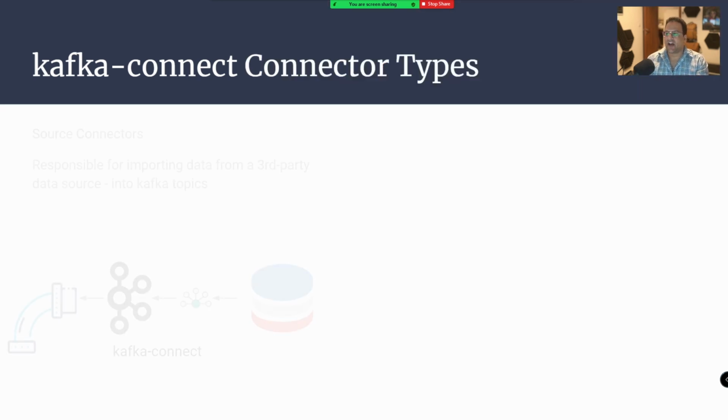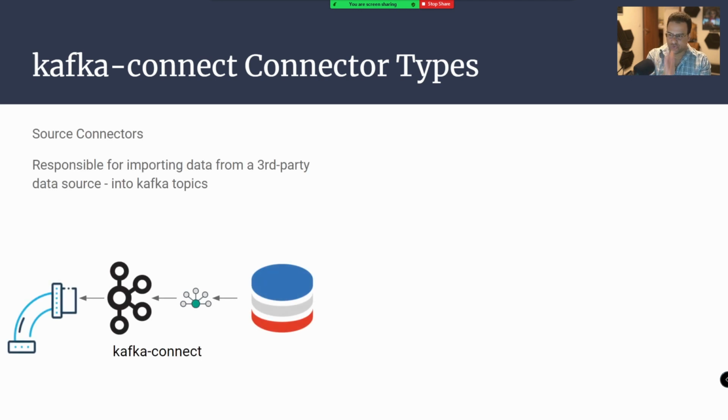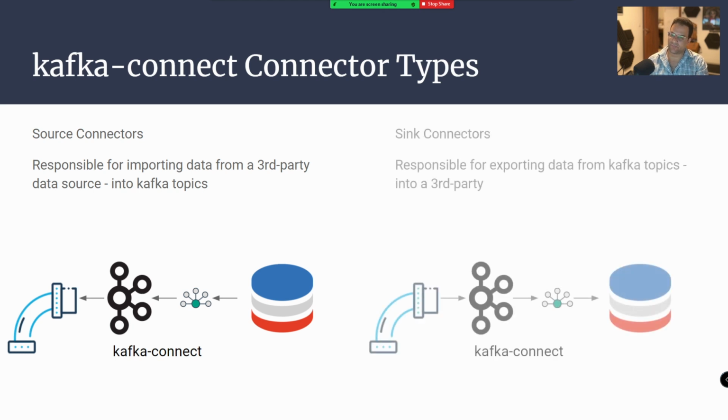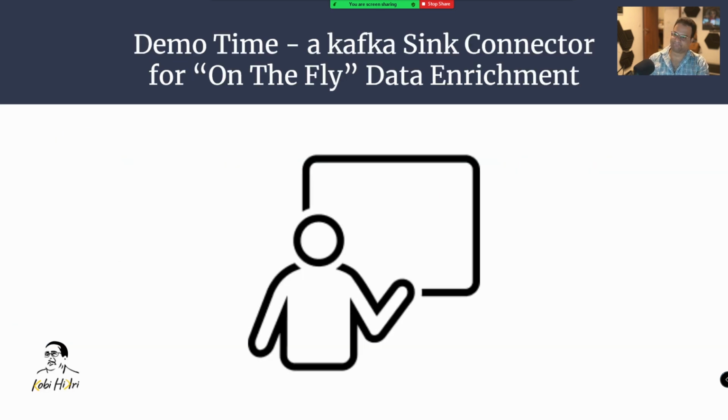Connector types in Kafka Connect are split into two. We have source connectors, which are responsible for importing data from a third-party data source into Kafka topics. And we have sink connectors, which are responsible for exporting data from Kafka topics into a third party. Let's look at code, because too many slides won't cut it here.